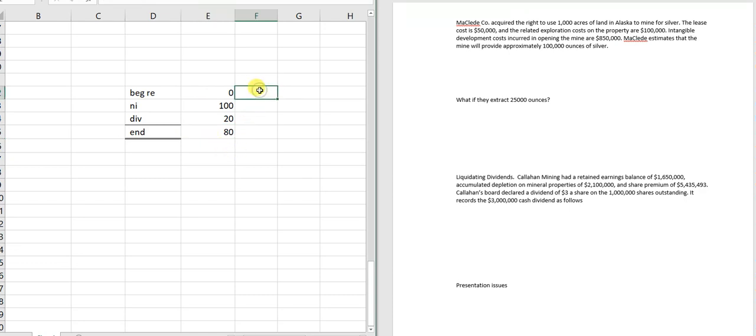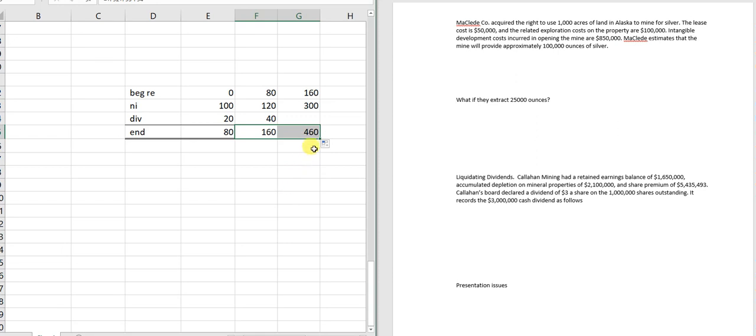And then next year, I started out the year with 80 because I ended the year with 80. And then I made $120 of net income and paid a dividend of 40. And so my ending retained earnings are 160. So then the next year I have 160. I made income of 300. So here's my question. How much can I pay out in a dividend?